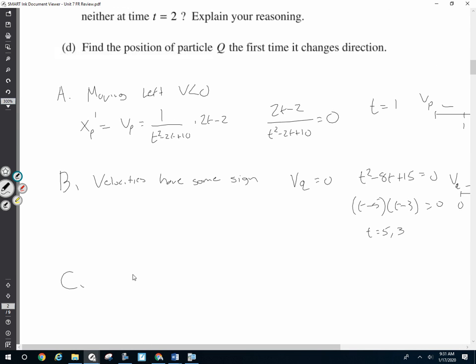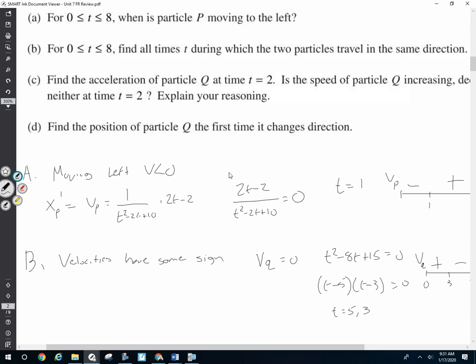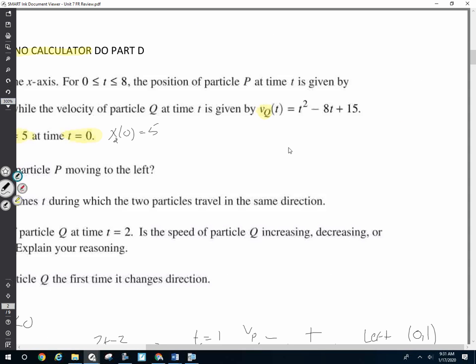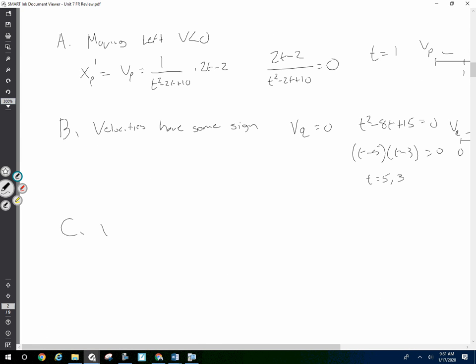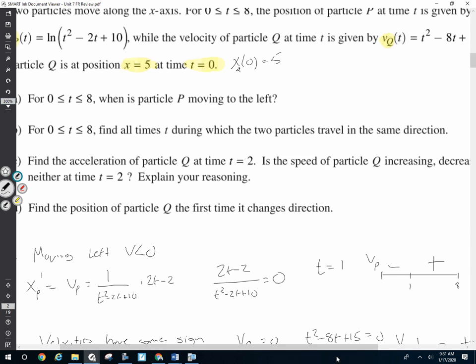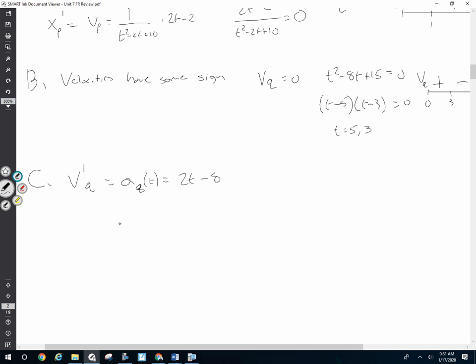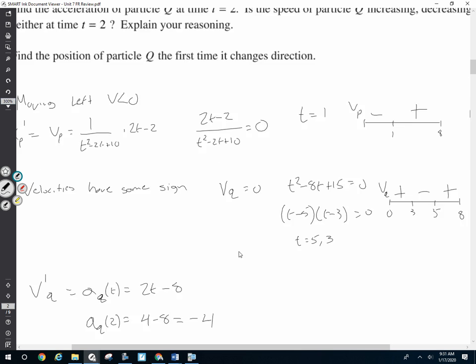C. Find the acceleration of particle Q at t equals 2. There's Q, the acceleration. The prime of v of Q would equal a of Q, which is 2t minus 8. A of Q at 2 is 4 minus 8, which is negative 4. Okay, so that's the acceleration.